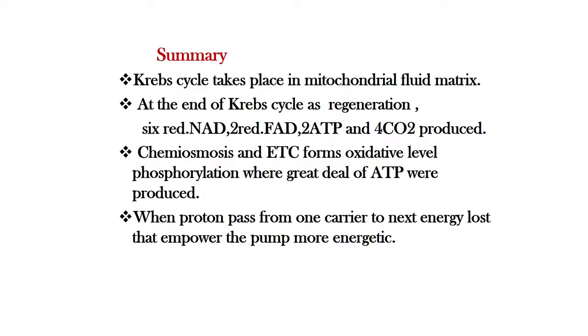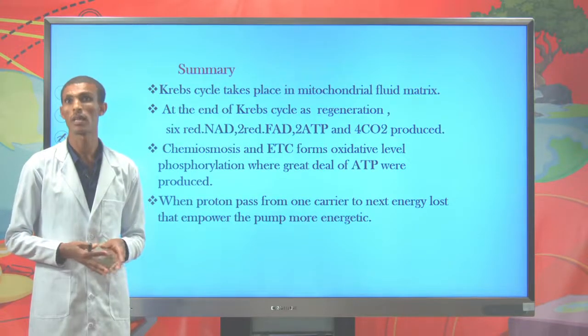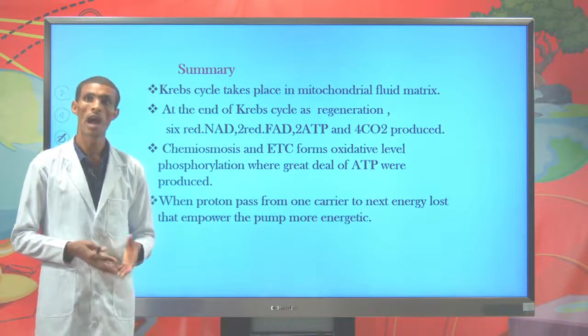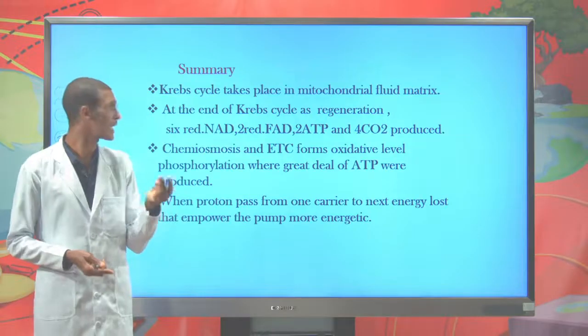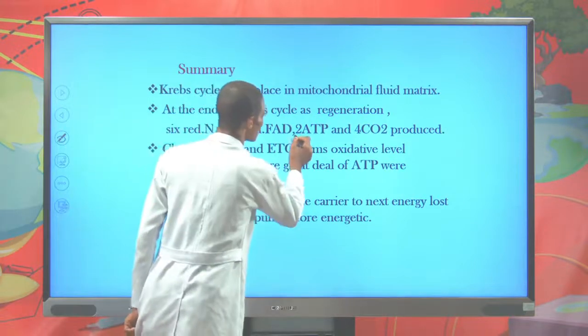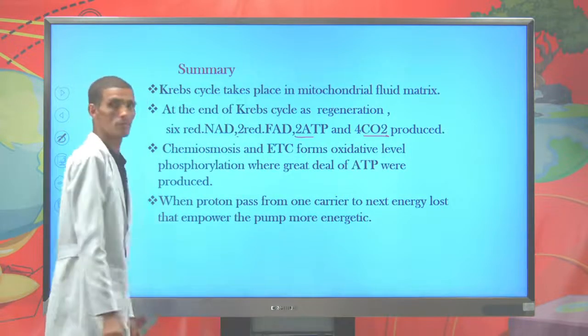Generally, student, in today's lesson, we have seen some reactions that take place in the fluid matrix of mitochondria, which is the Krebs cycle. During the Krebs cycle, after regeneration of the original oxaloacetate state, we obtain 6 reduced NAD. We obtain again 2 reduced FAD, 2 ATP by substrate level phosphorylation, and 4 carbon dioxide molecules.